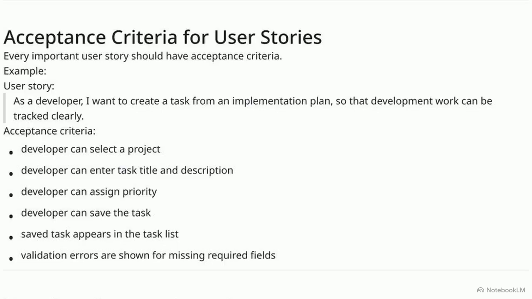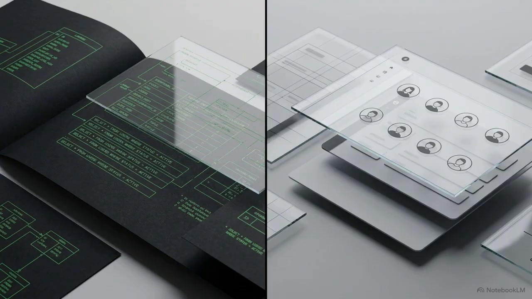This document details how a high-level story breaks down into verifiable developer actions. Can the user select a project? Can they save the task? Do validation errors appear from missing fields? If yes, the criteria are met. These requirements govern both the back-end logic and the specific organization of the interface.